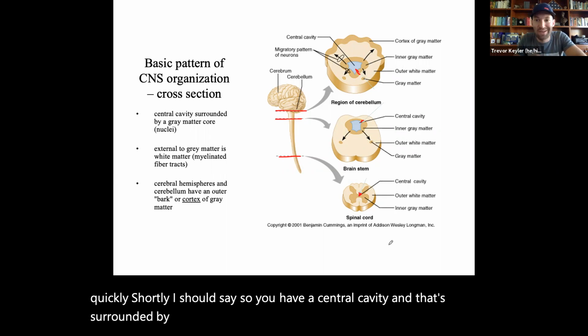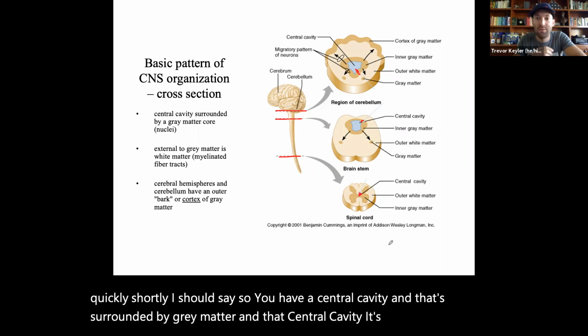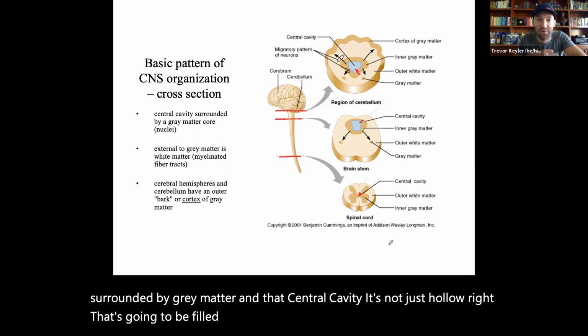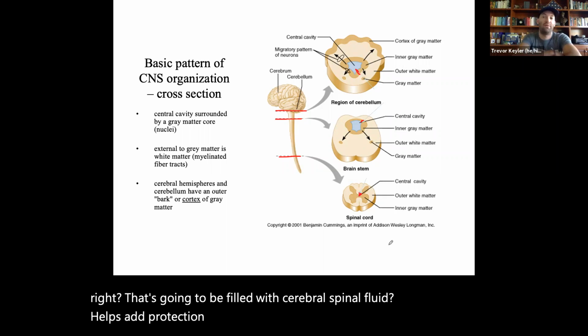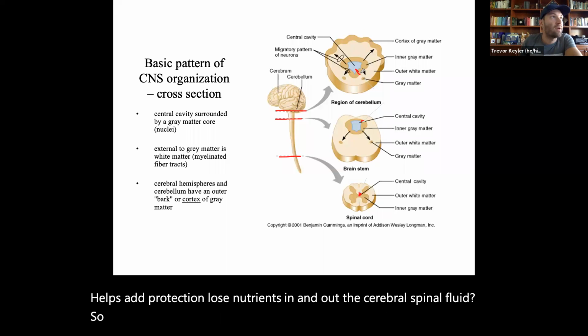And that central cavity, it's not just hollow, right? That's going to be filled with cerebrospinal fluid. It helps add protection and moves nutrients in and out. So within this surrounding gray matter, we see that in all three of these cross sections.